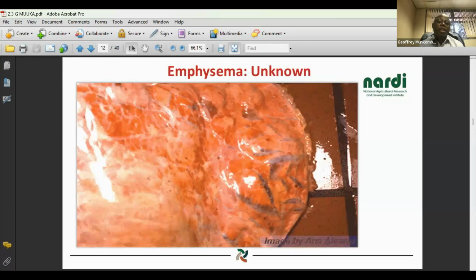We have emphysema, which is of unknown cause. You can see the lung itself there filled with air. And if you're not careful, you might end up misdiagnosing. Some might even say maybe this is CBPP. It's very common, yes, you might suspect it, but you need to be very careful and learn to know the normal from the abnormal. This is an abnormal finding in an animal, but is it CBPP? You have to carry out further examination, and lung examination is one of the most important undertakings that we do in the examination for CBPP.